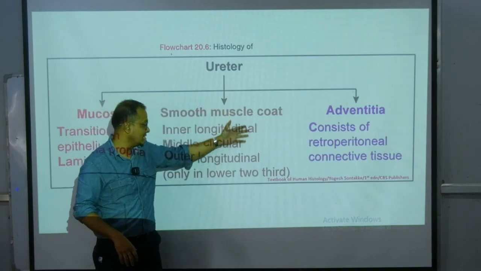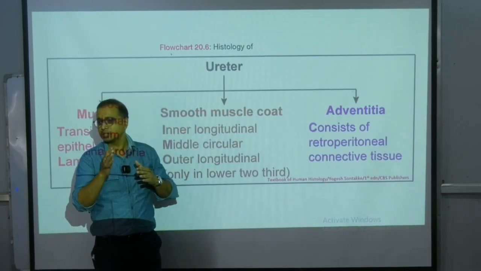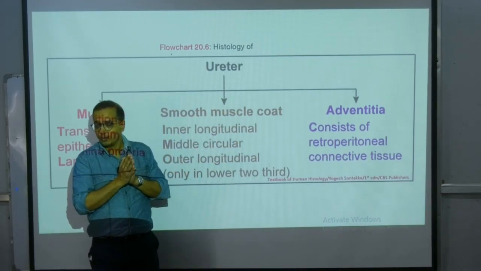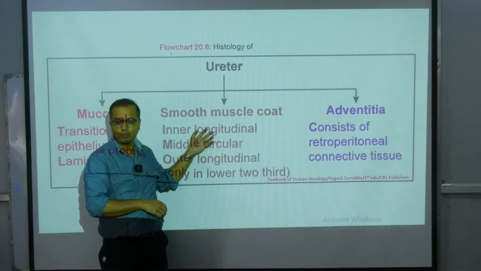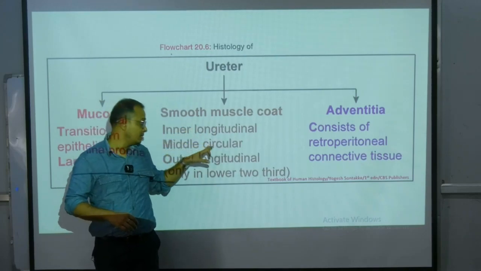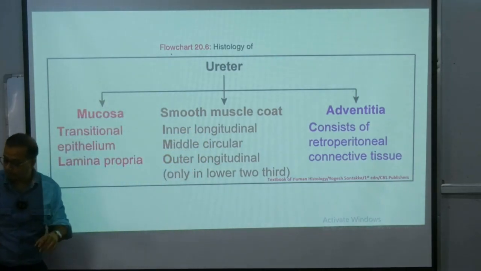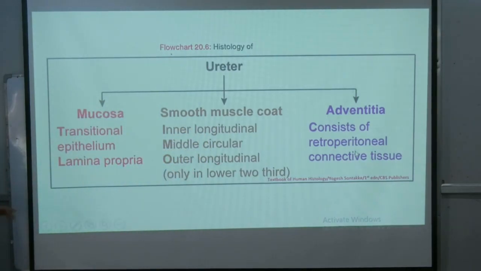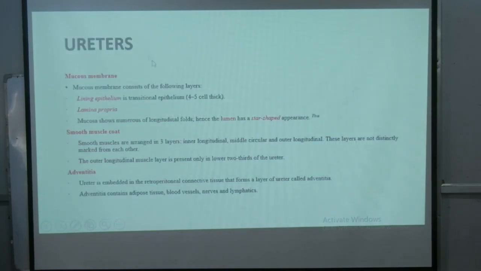If you take sections of the middle portion of this ureter, only then can we see these three different coats. The rest of the ureter may exhibit only two layers, the outer longitudinal and the inner circular. The outer layer, which is retroperitoneal, is a serous layer covered by the peritoneal lining. Then take this mucosa, which we call the lining epithelium. The cells present here we call transitional epithelium.